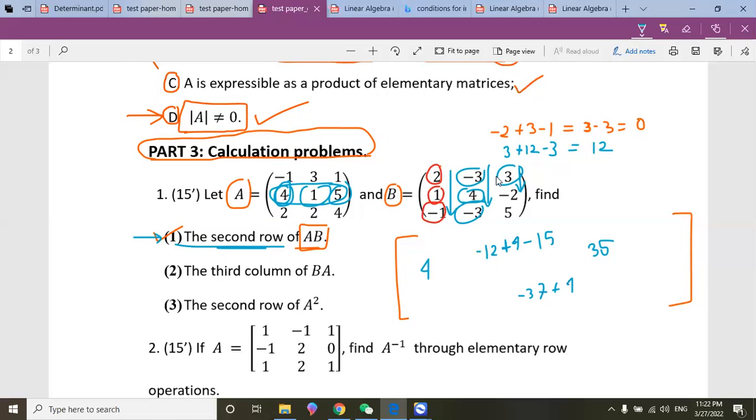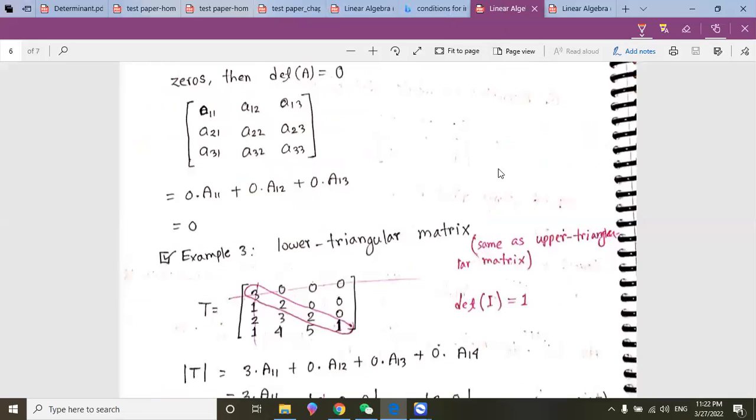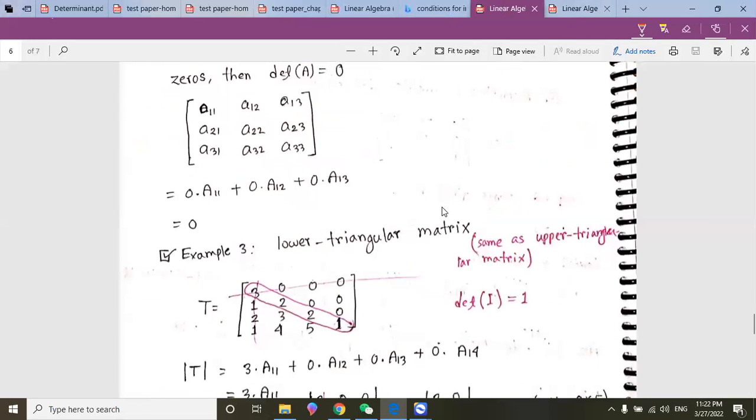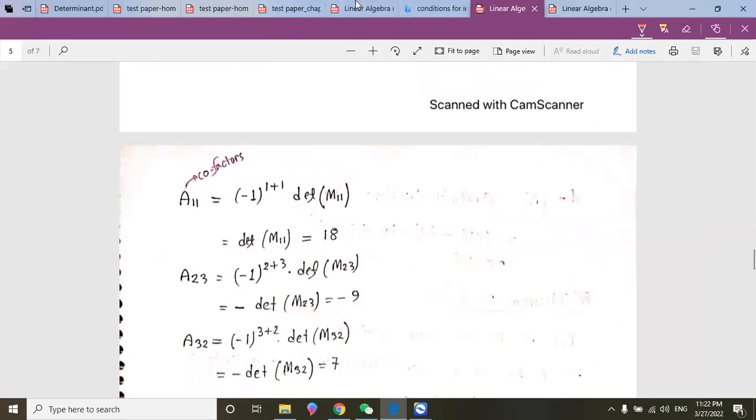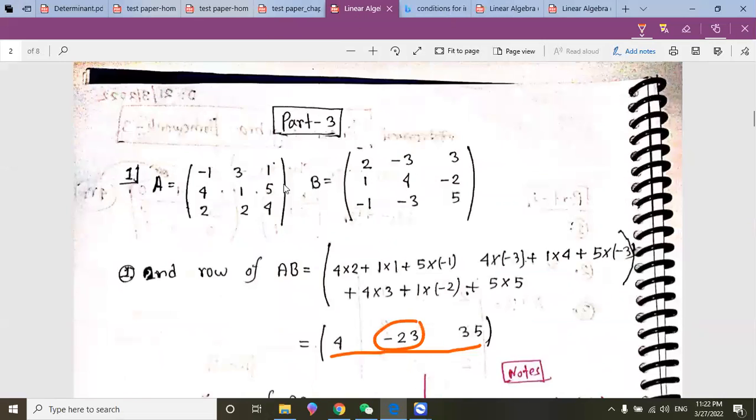Minus 20. That will be minus 33. Minus 2. I have written here minus 2. Where is the answer? Okay, here. Minus 23. Let me see here. So this was the second row, and this was the second column.